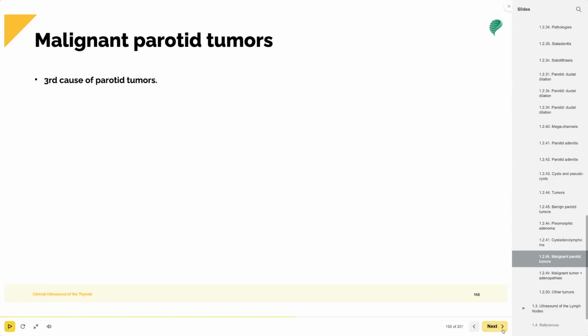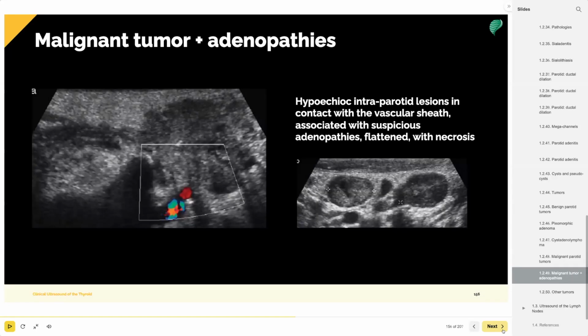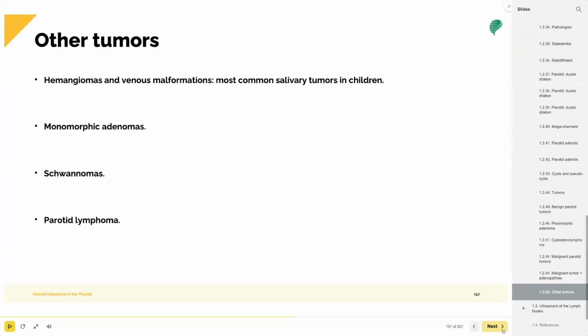Malignant tumors are the third leading cause of parotid tumors. They exhibit heterogeneous structures with poorly defined boundaries. This is an image here. The image of the malignant tumor here shows jagged contours, increased vascularity, and hypoechoic areas. Other tumors include hemangiomas, which is the most common salivary tumor in children, monomorphic adenomas, schwannomas, and parotid lymphomas.